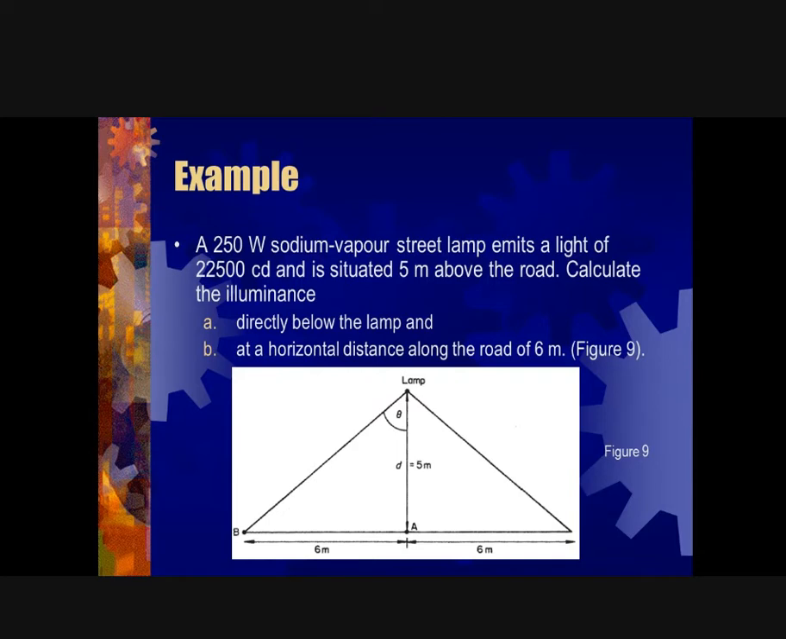All right, so it's actually 22,500 candelas, and it's situated 5 meters above the road. Calculate the illuminance A, directly below the lamp, and B, at a horizontal distance along the road of 6 meters. For persons who don't know, 6 meters is approximately 18 feet, so that's basically 20 feet away in some sense.